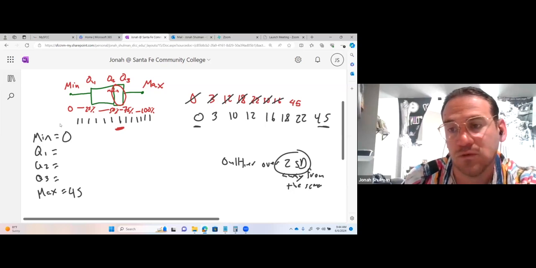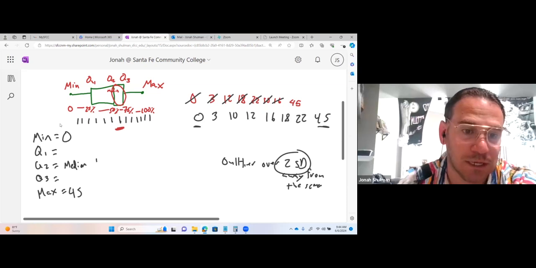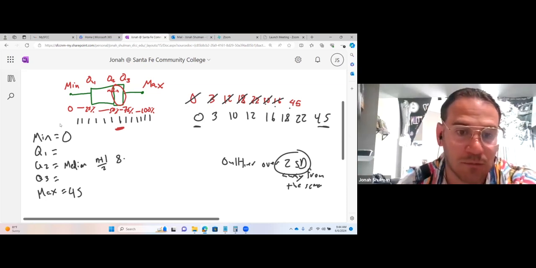Now our Q2 is just the median. So we already know the formula for median: it's n plus 1 divided by 2. I have 1, 2, 3, 4, 5, 6, 7, 8 scores. 8 plus 1 divided by 2, well, 9 divided by 2 is 4.5.